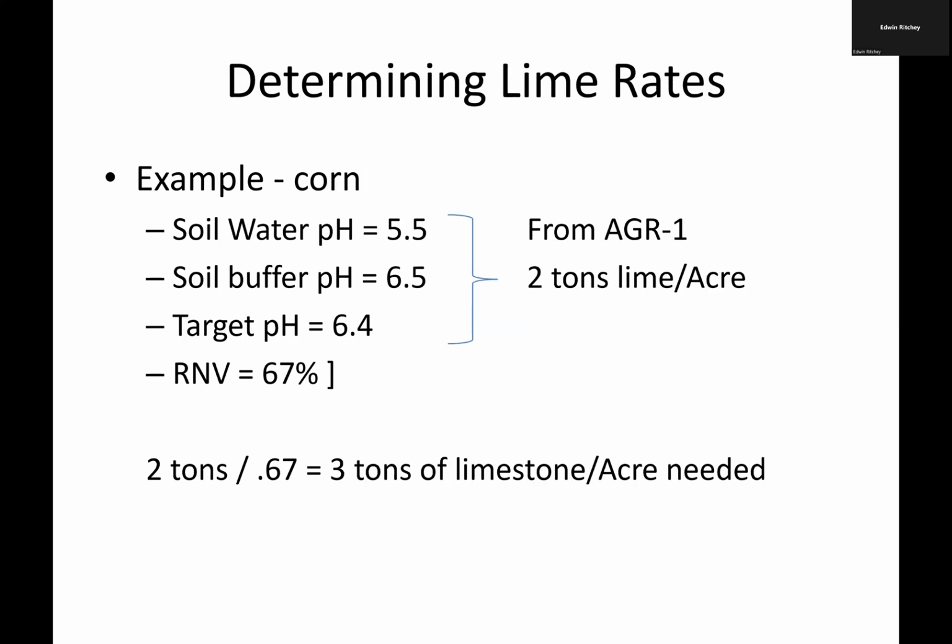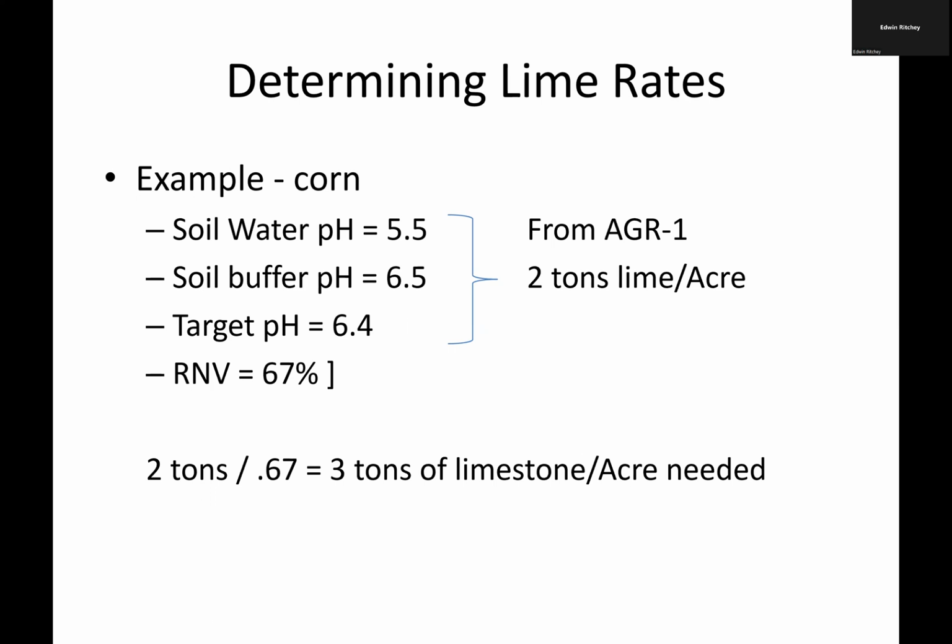Just real quick, this comes in your soil test result. You can look it up in AGR-1, but it gives your water pH, your buffer pH, and then an amount of lime to hit a particular target pH.